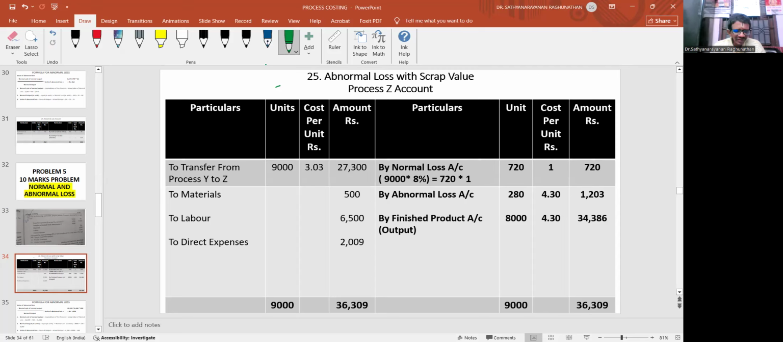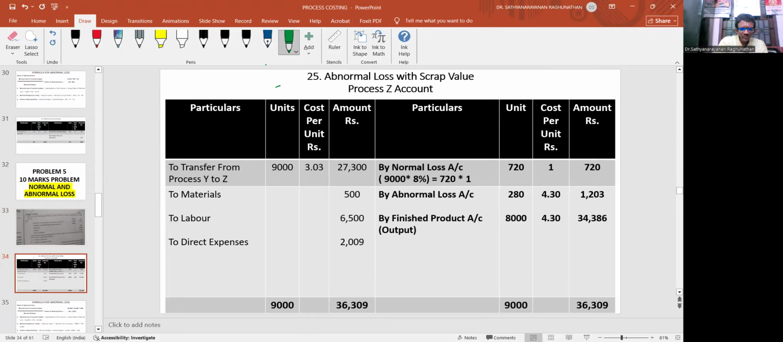Fine. Now, process Z account first we are going to open. So here, at a stretch, we cannot complete all the entries. Please bear this in your mind. At a stretch, we cannot complete all the entries. Gradually, by seeing the question, we are going to work out slowly.